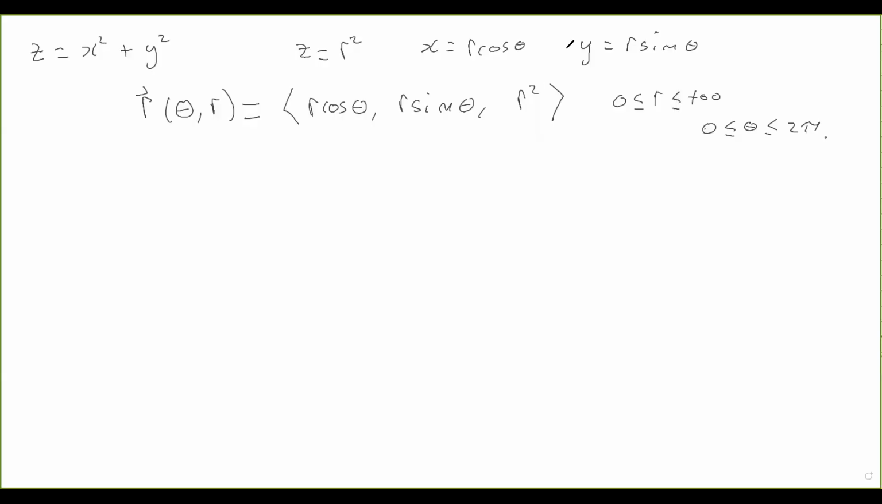Or we could do this in spherical coordinates. So let's change color. Red will mean spherical coordinates. In spherical coordinates, z is going to be equal to rho squared sine squared phi. Why is that? Well, in spherical coordinates, x is rho sine phi cosine theta, and y is equal to rho sine phi sine theta.